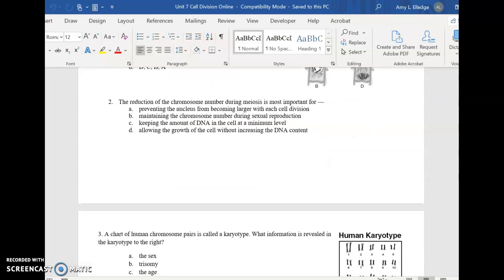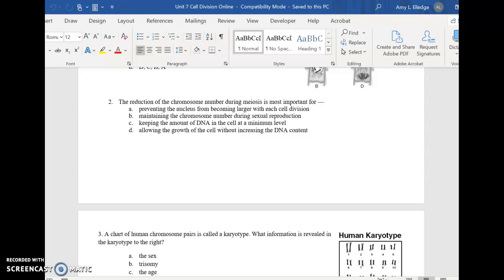The reduction of chromosome number during meiosis, remember meiosis is making sex cells, is most important for A, preventing the nucleus from becoming larger with each cell division. Well, that does not happen. All right, B, maintaining the chromosome number during sexual reproduction. Well, yeah, we talked about the fact that your sex cells have half the number of chromosomes, and so half in the sperm and half in the egg. When they come back together, you land up at your normal diploid number of chromosomes.